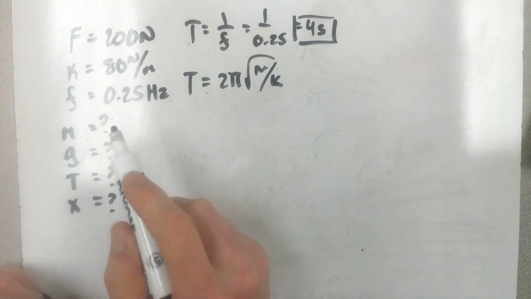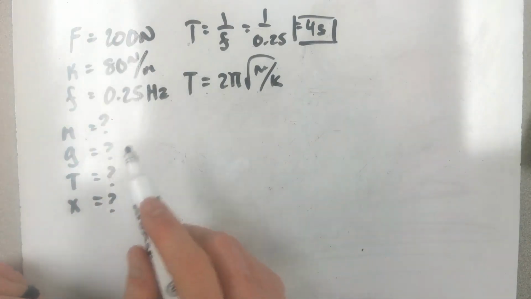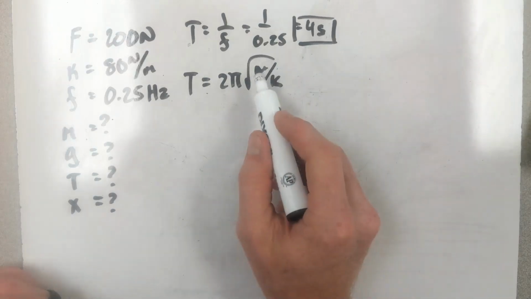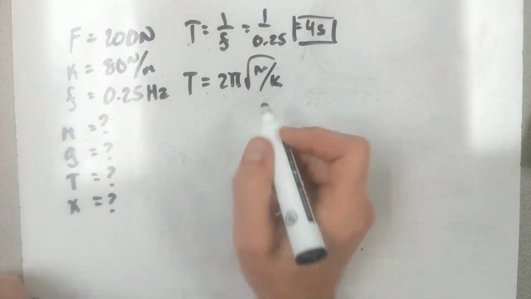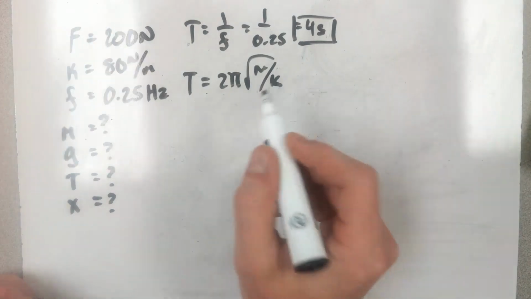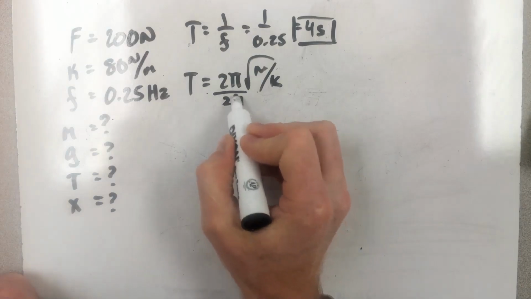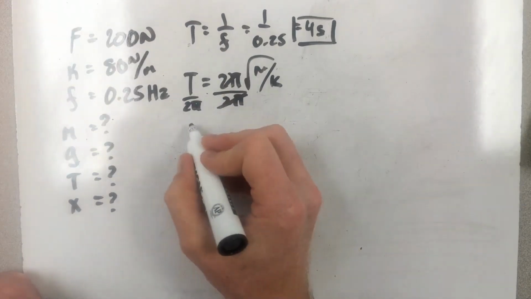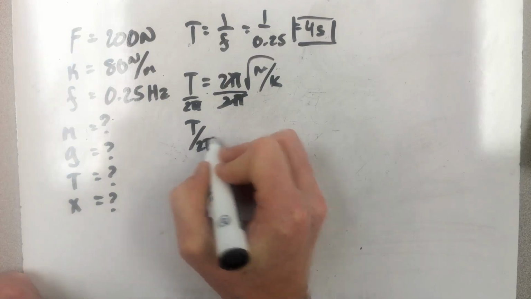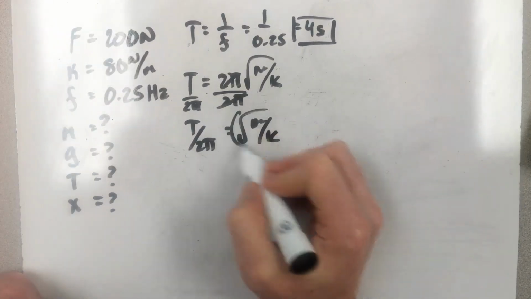Now we are given K, and we've calculated our period. We don't know our mass, but that's what we're trying to figure out. So we need to rearrange this equation so that mass jumps out at us. We need to get rid of 2 pi on this side, so we have to divide both sides by 2 pi.